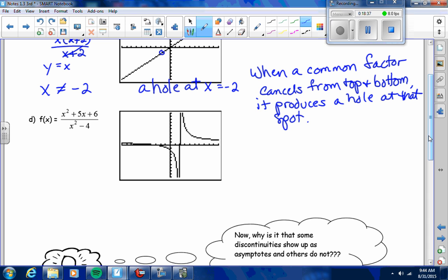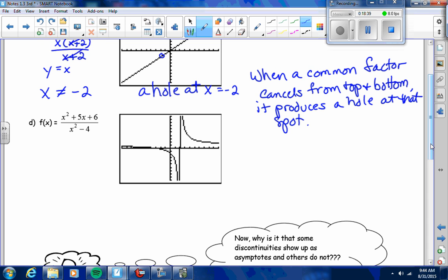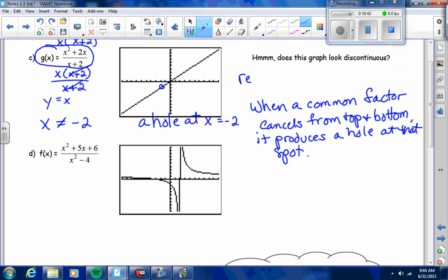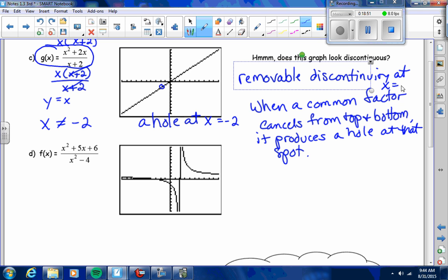Now, if it's a hole, what kind of discontinuity is that? That is a removable discontinuity at x equals -2. All right, part D, f of x equals x squared plus 5x plus 6 divided by x squared minus 4. So what should I do first with that function? Factor it. Factor the top and bottom. Go ahead and do that.